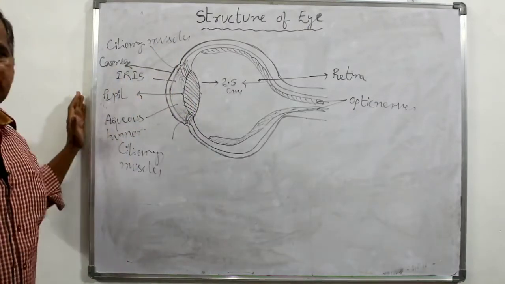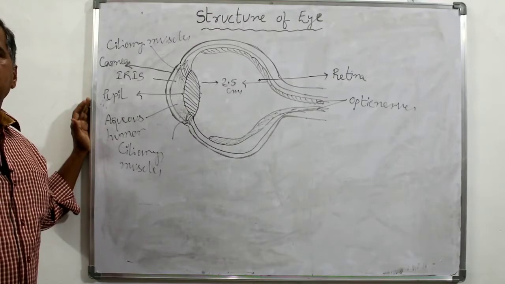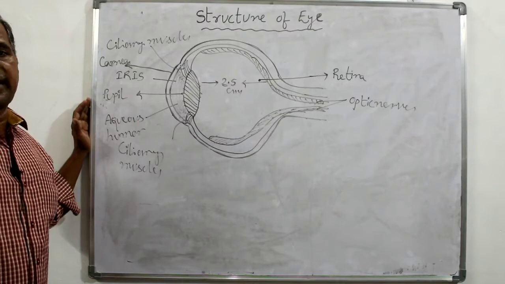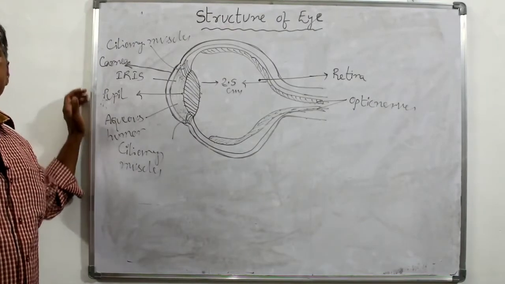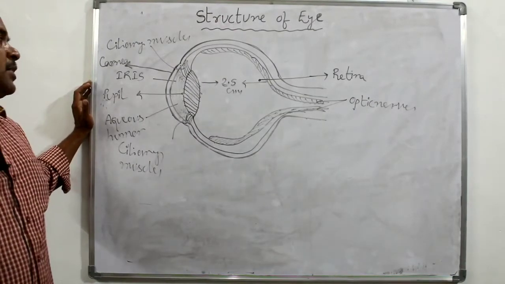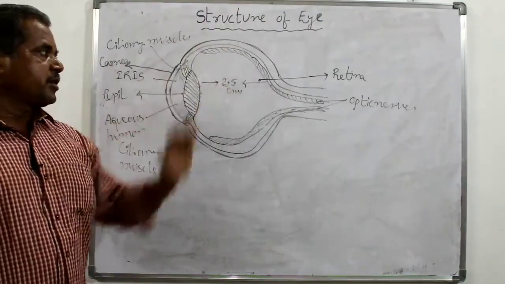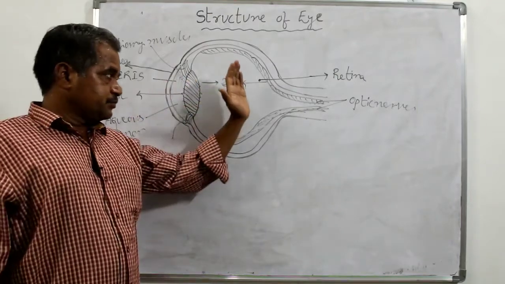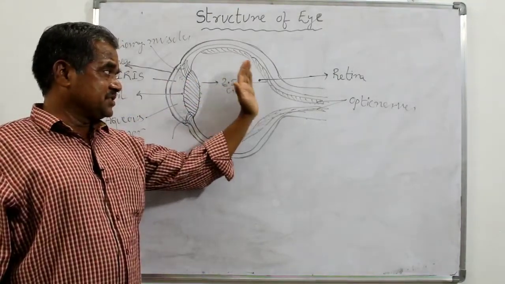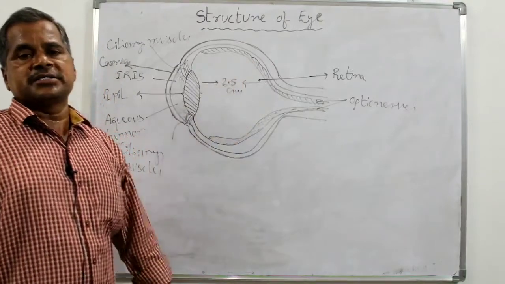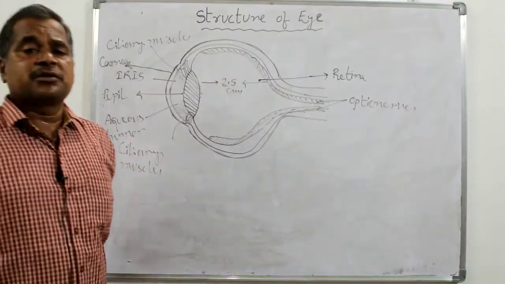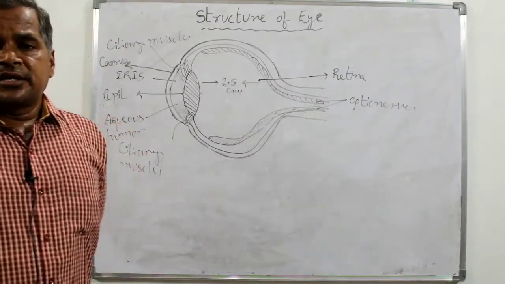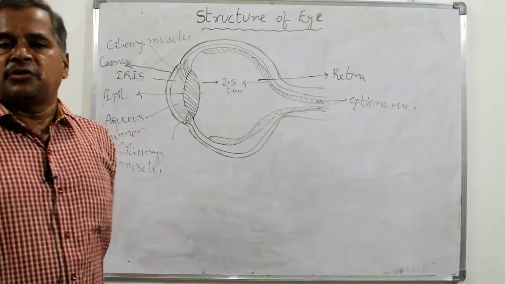That's why we can say that the adjustment of the focal length of the eye lens by the help of ciliary muscles is called accommodation. So when the image is formed on the retina, we already said that the image formed on the retina of the eye is a real image. We already know the properties of a real image: a real image is inverted, and a real image requires a screen to catch it.